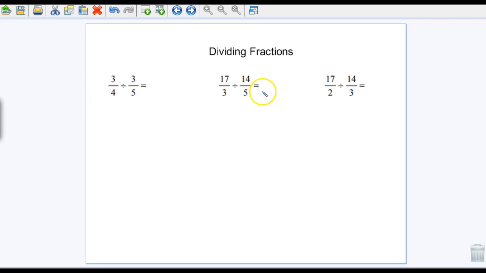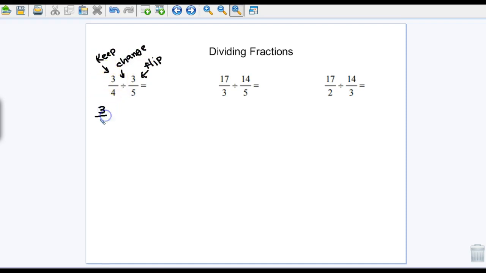examples to start. And what I want you to remember is that we're going to keep the first fraction. We're going to change the sign. And we're going to flip the second fraction. Keep, change, flip. And if you can remember that, that's going to really help you with this type of problem.